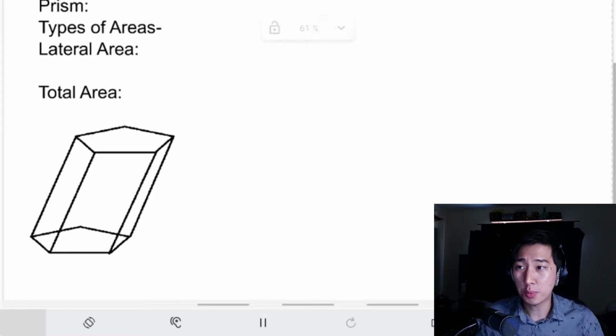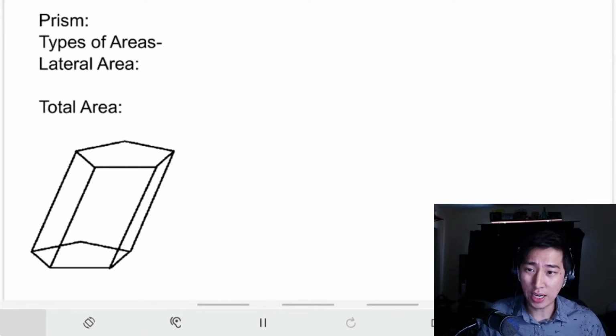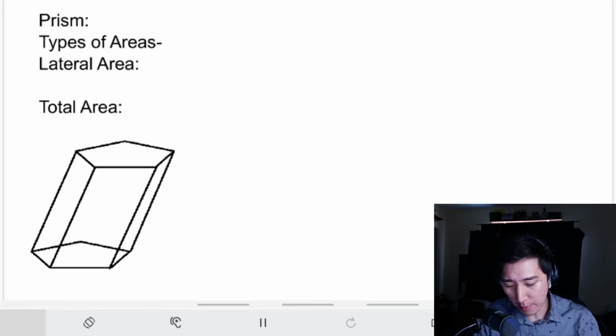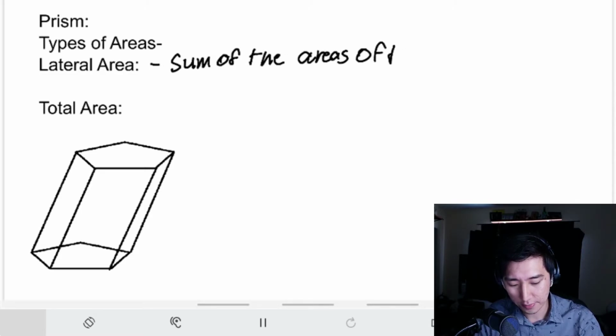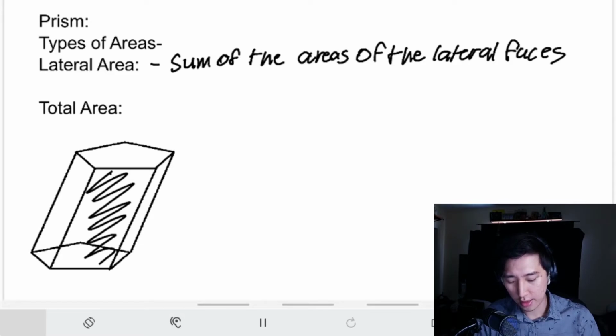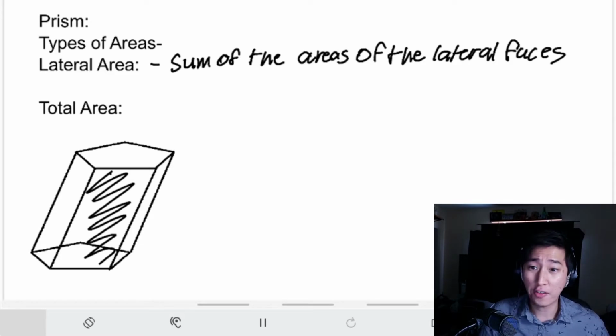Now, moving on, when we're dealing with prisms, we also have to know different types of area. There's 2 types of areas I can ask you for with prisms, and the first is lateral area and total area. Now, when you're dealing with lateral area, basically what you're doing here is you're saying, hey, what is the sum of the areas of the lateral faces? So if I'm looking at these parallelograms over here, I have 1, 2, 3, 4, 5 of them. And so I'm going to have 5 different lateral faces. If I add them all up, that's going to be my lateral area.